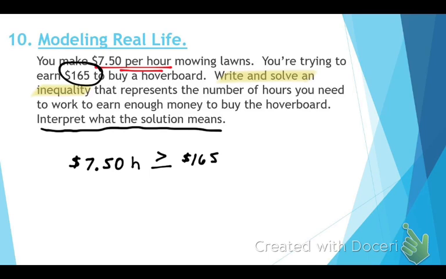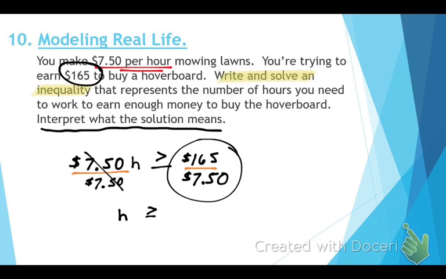Now you need to solve it. That means get the h by itself. Jace, how do I get h by itself? I have to divide. Very good. I'm dividing by $7.50 on both sides. If your board doesn't look like mine, please make it look like this. Class, what is 165 divided by $7.50? 20. Not 20. 22. Okay, the H stands for hours.